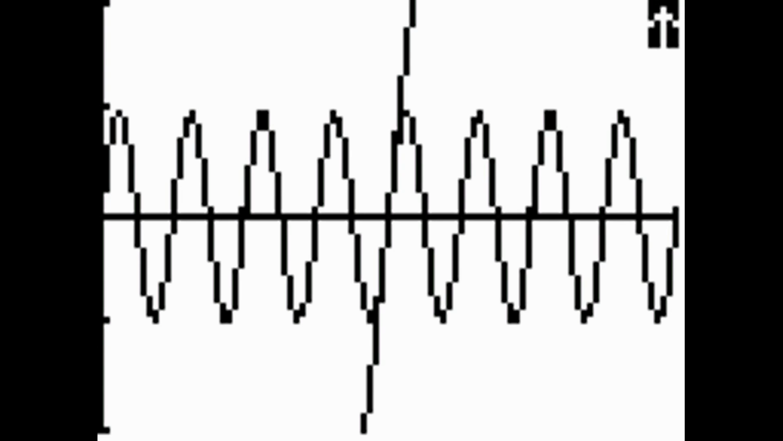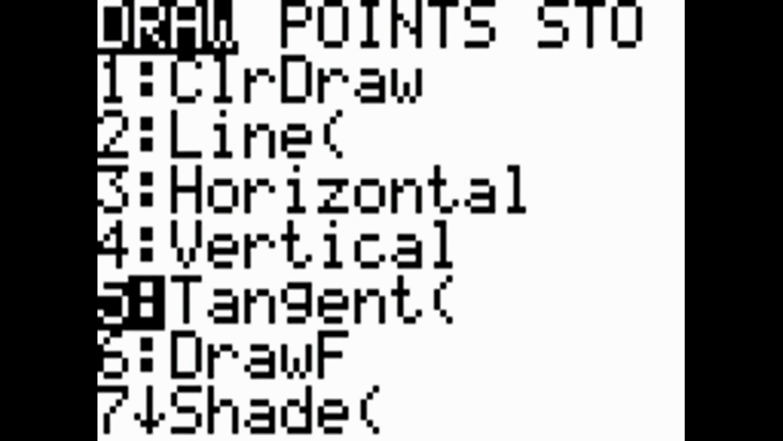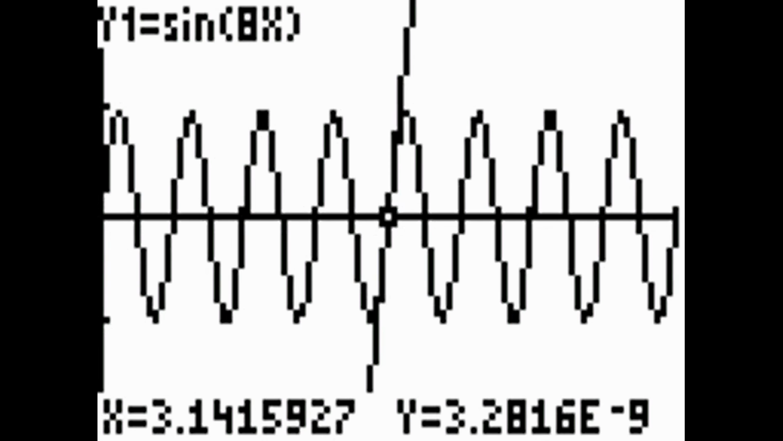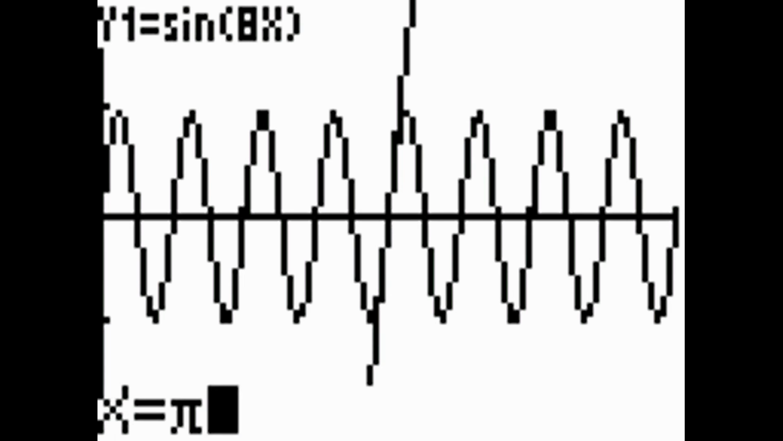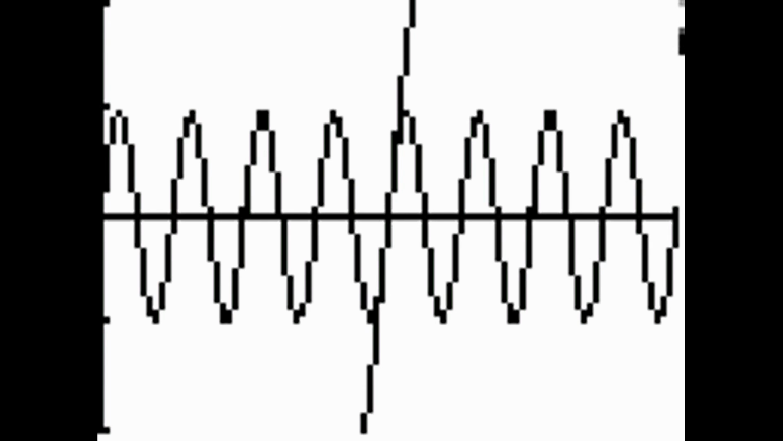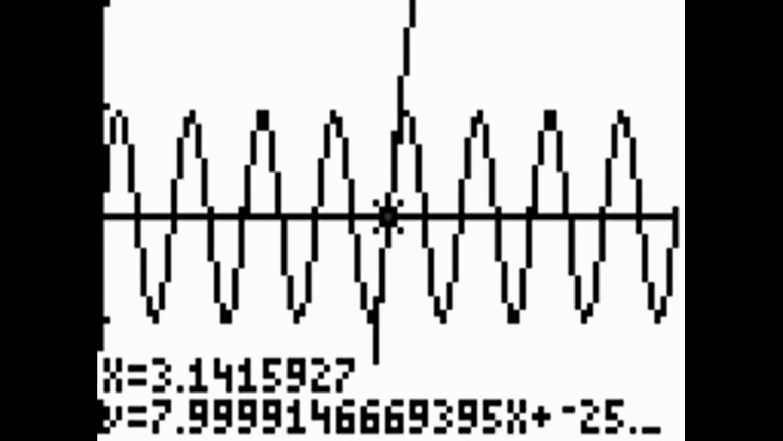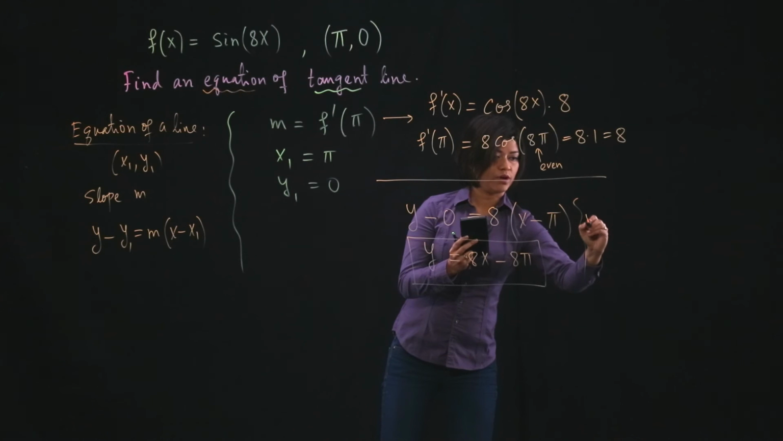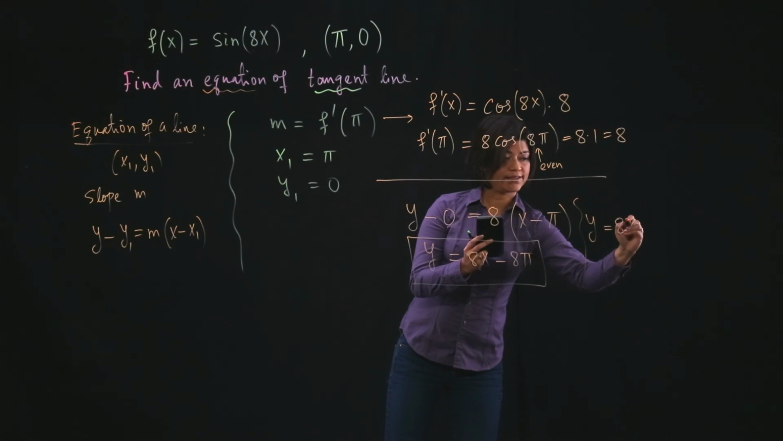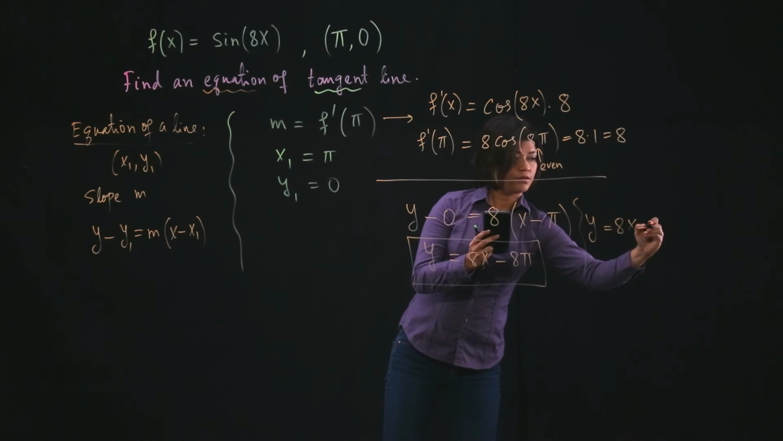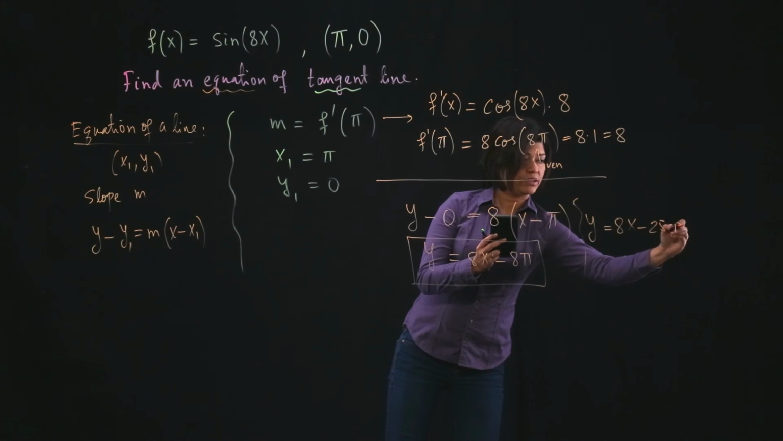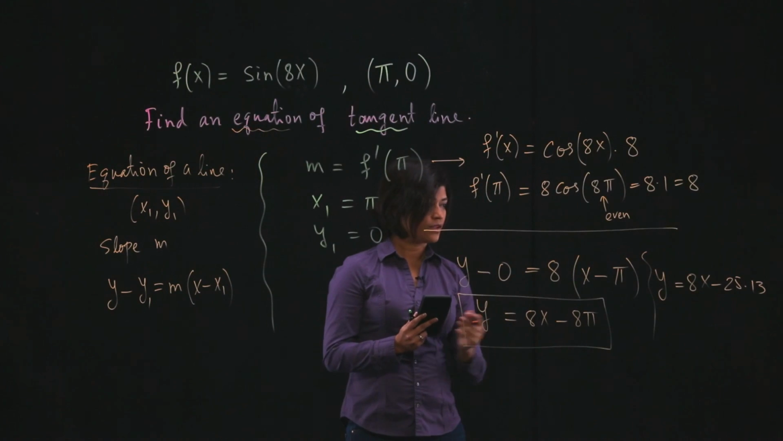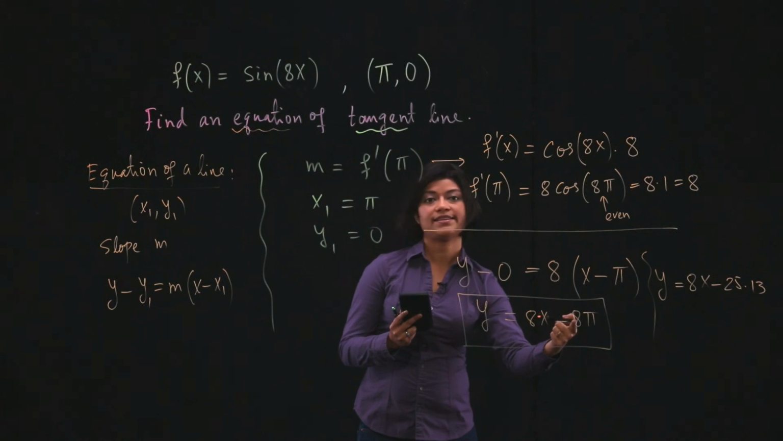So let's use the tangent feature in your graphing utility to check further. Plug in the x value, x is equal to pi, and hit enter. Look, it's giving you the equation of the tangent line. And the equation says that y equals 8x minus 25.13.